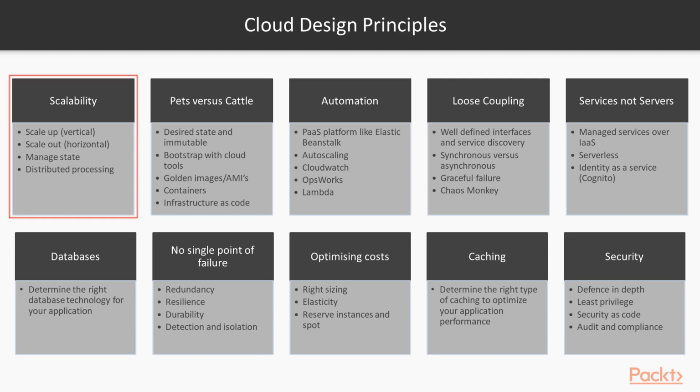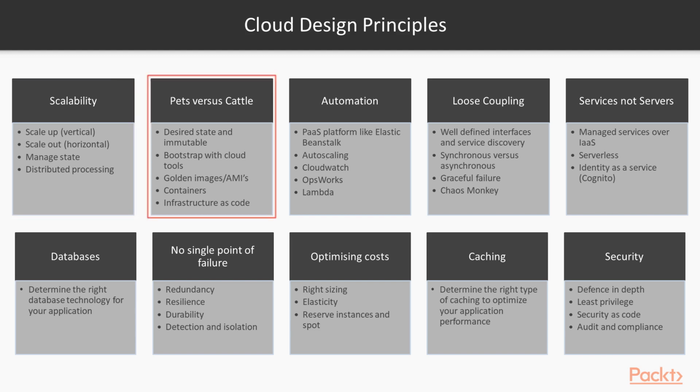So scalability: instead of scaling up, making bigger machines, scale out horizontally. That gives you challenges of how you manage state and distributed processing, but those are good things to understand. And those are the right approaches when you start building a cloud native application.